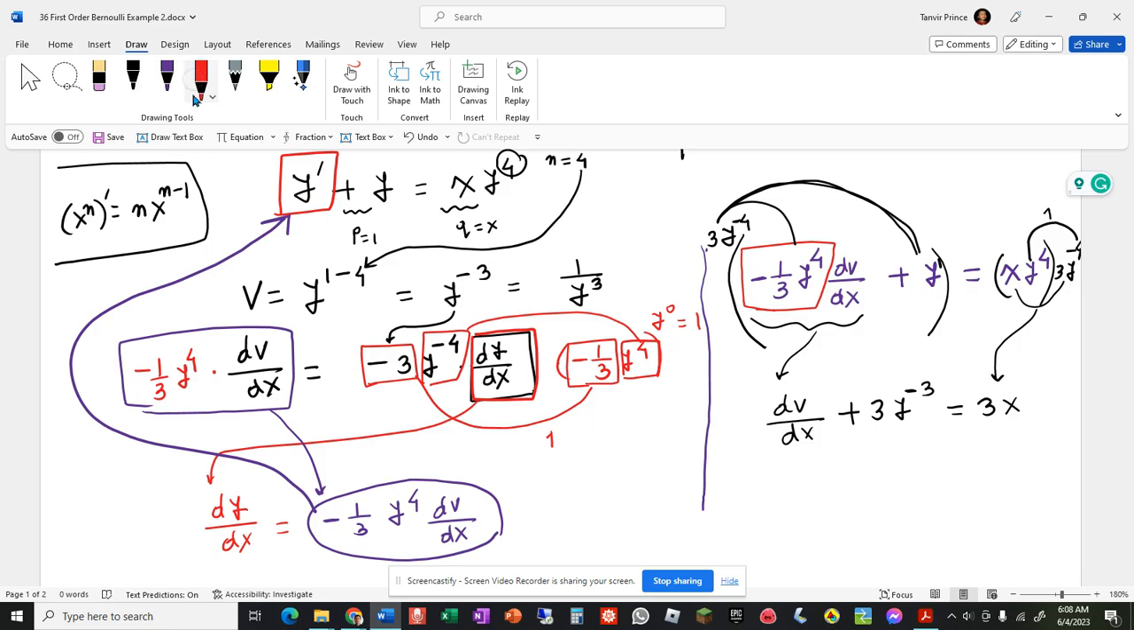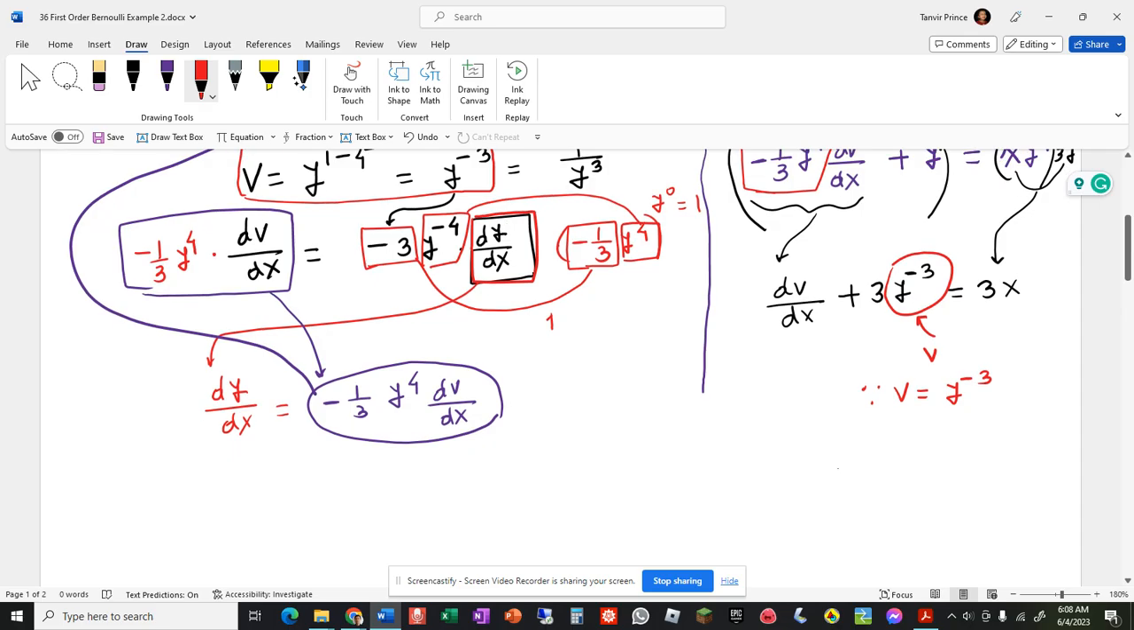At this point, look at the relation between v and y. If you look at here, v is in fact equal to y to the power negative 3. So I can replace y to the power negative 3 by v, because v is equal to y to the power negative 3. That is what we started with in the beginning when we did the substitution. So let's go ahead and do that. So I'm going to continue down.